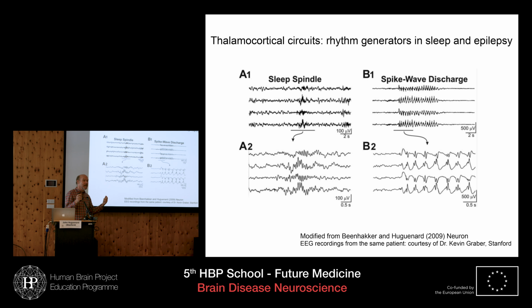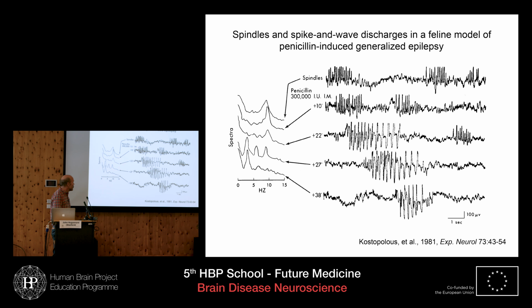So these are bilaterally synchronized. They're synchronized all across the brain during the spike and wave, which is quite different than what we see during the spindles. So the idea is there's an underlying rhythm generator that's similar for these two, but this is characterized by a massive increase in the synchronization. That's the theory. And there's evidence to support this.